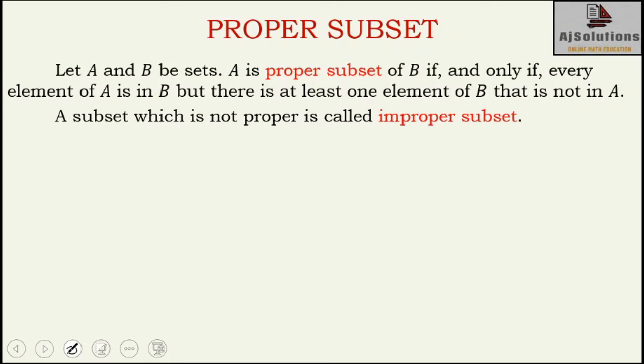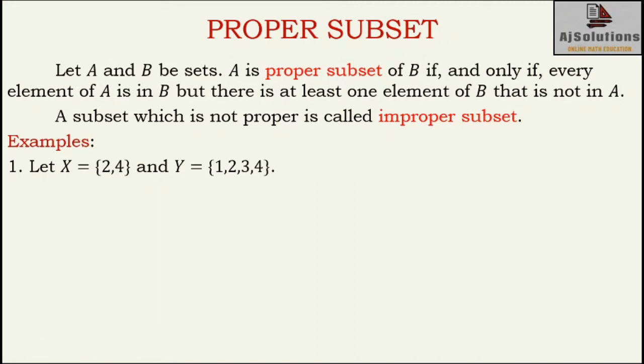And a subset which is not proper will be called an improper subset. So a subset will be either proper or improper. If it is not proper, then it is improper. Let's see examples. I have a set X and a set Y, and you can see two things we have to satisfy to say it's a proper subset. Number one, X is a subset of Y. Number two, Y has an extra element.